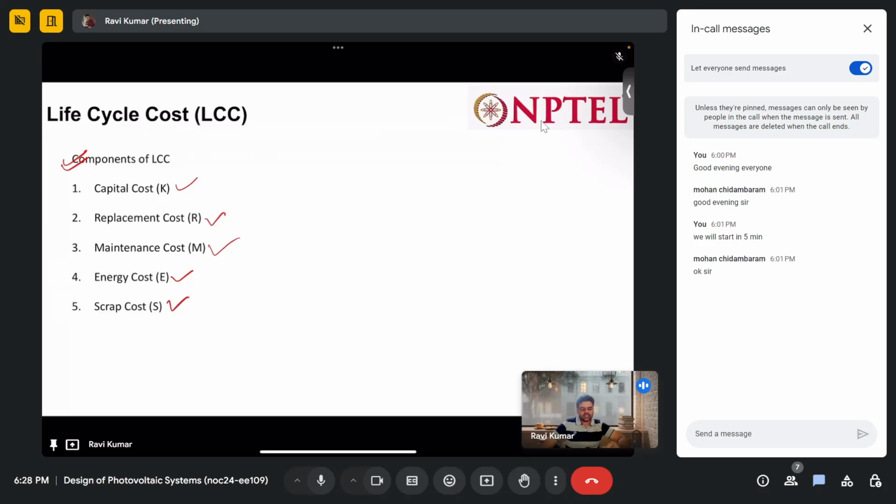Then LCC is calculated by adding the capital cost, replacement cost, maintenance cost, energy cost, and by subtracting the scrap cost, because by selling your scrap you are not putting in money but getting money back. That's why we are subtracting it. So this is the way you can calculate the life cycle cost of anything. Okay, now let's come to the questions.